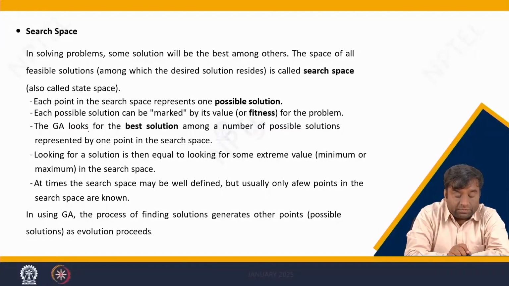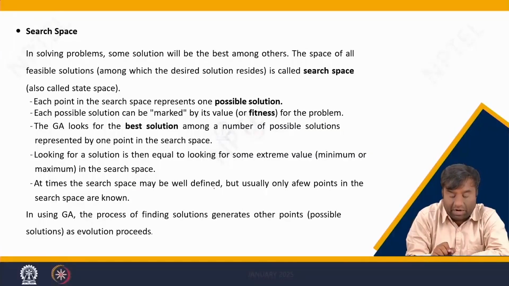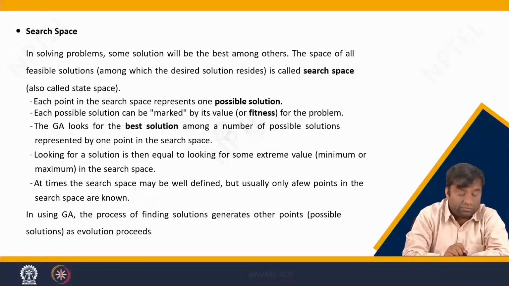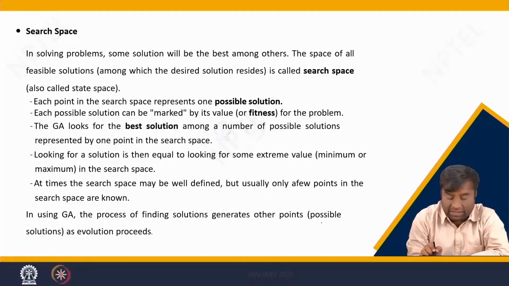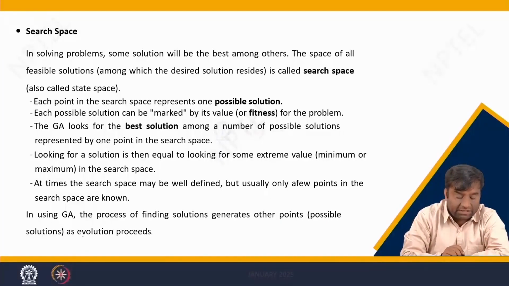The GA looks for the best solution among a number of possible solutions represented by points in the search space. Looking for a solution is then equal to looking for some extreme value, that is minimum or maximum, in the search space. At times the search space may be well defined, but usually only a few points in the search space are known. In using GA, the process of finding a solution generates other points, that is possible solutions.